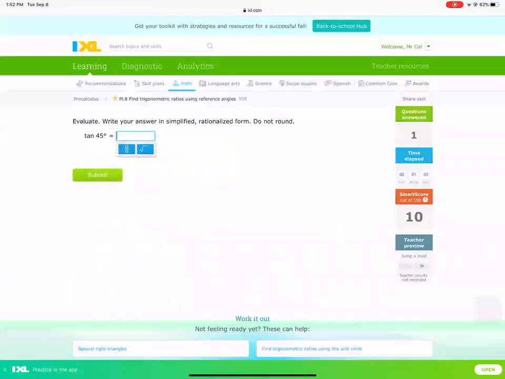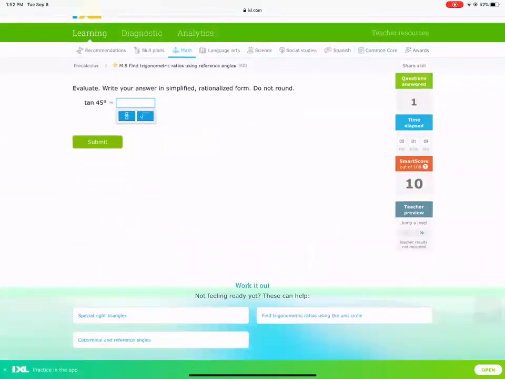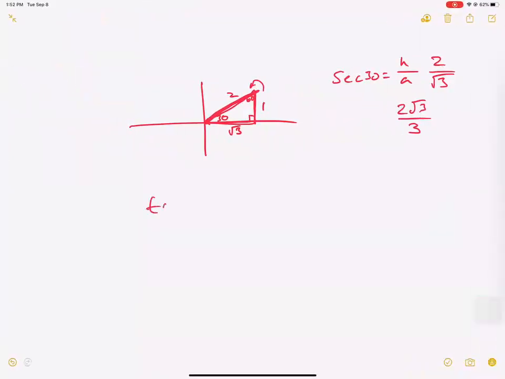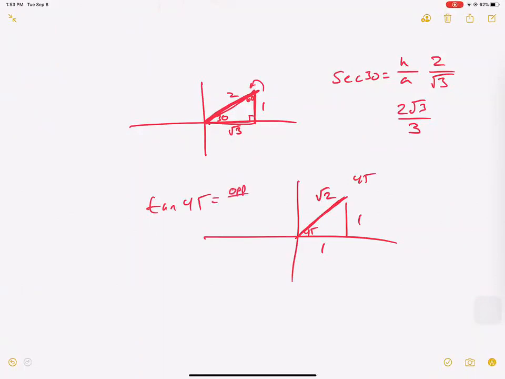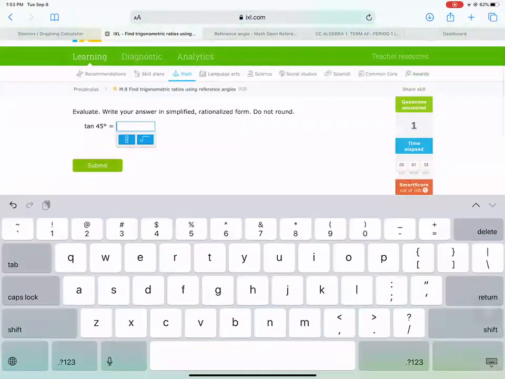Submit. Okay, tangent 45. Okay, got it. Tangent 45. Draw a 45-degree triangle. That's right here. That's 45 degrees. Hey, I've seen a 45-degree triangle before. That's 1, 1, square root of 2. All positive in quadrant 1. Tangent is opposite over adjacent. Opposite is 1 over 1. Answer is 1 over 1 is 1.